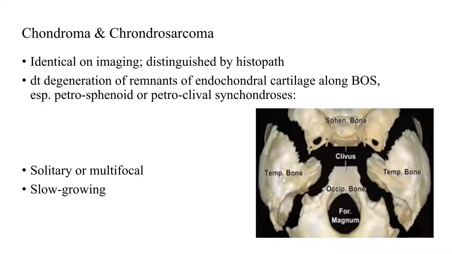Chondromas and chondrosarcomas are equivalent, benign and malignant cousins of each other. They are identical on imaging and distinguishable only by histopathology. And both of them are basically due to degeneration of remnants of endochondral cartilage in the base of skull, but specifically either in the petrosphenoid synchondrosis around the clivus, or petroclival synchondroses, as indicated on the picture. They can be solitary or multifocal and are usually slowly growing.